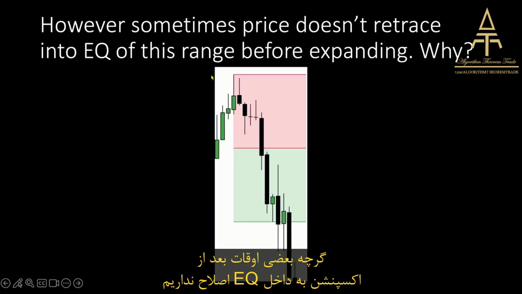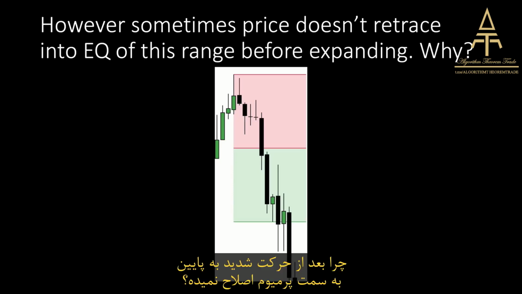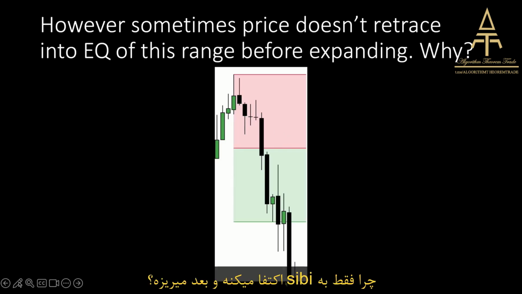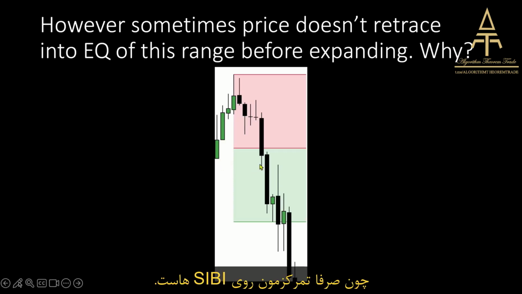However, sometimes price doesn't retrace into EQ of this range before expanding. Why does this occur? Why doesn't price retrace into a premium right here after we have seen displacement lower and then continues lower? Why does it just trade higher, trade into the CB, and then go lower? You already heard me say there, it trades into this CB, but I'm not going to refer to that CB when explaining this, because I'm simply teaching you about ranges during this lecture.